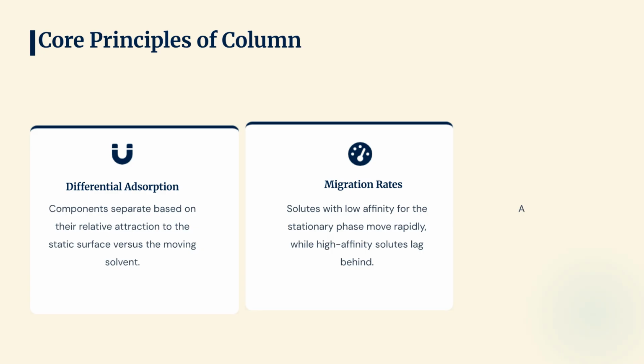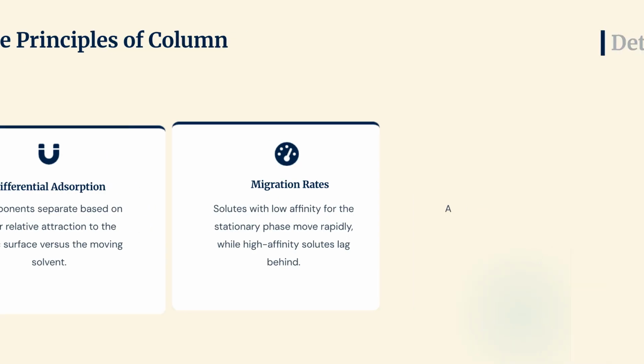Thus, the core principle of column chromatography is differential adsorption. That is, components separate based on the relative adsorption to the stationary phase versus the moving solvent. Components that are highly adsorbed to the stationary phase move a shorter distance, whereas the components that are less adsorbed move a larger distance and hence separate as bands.